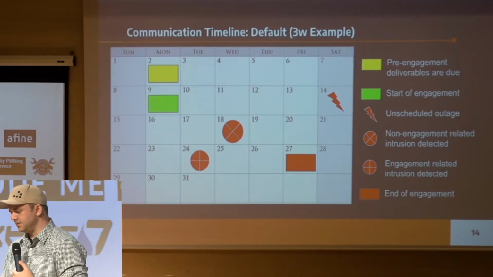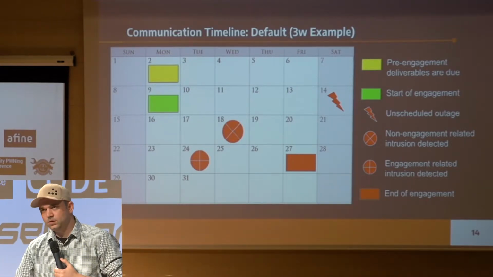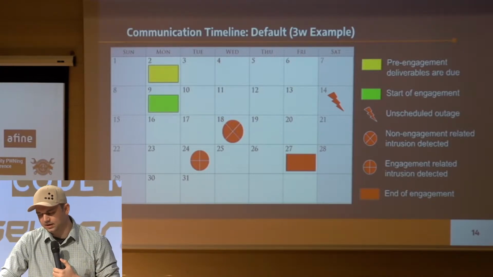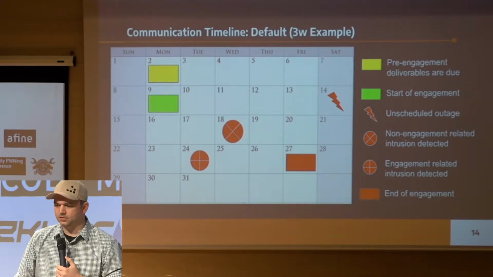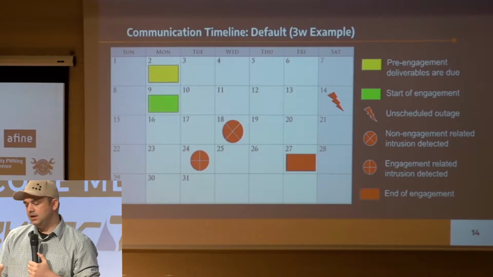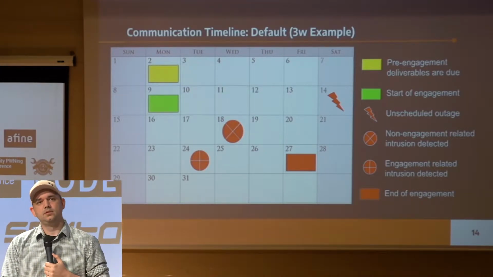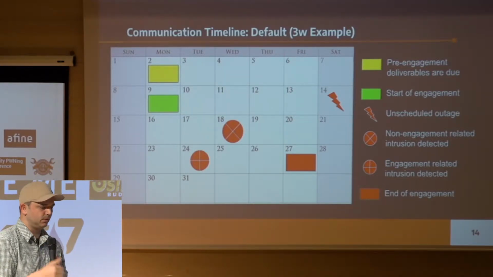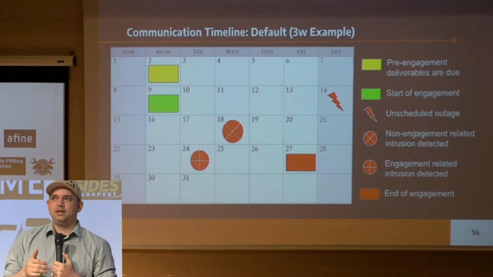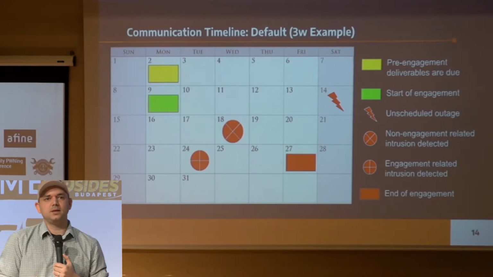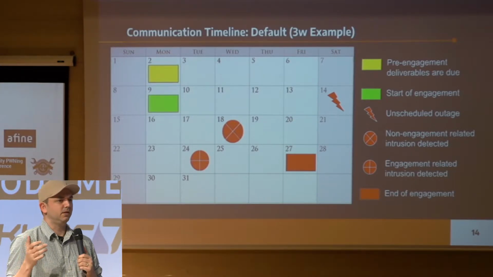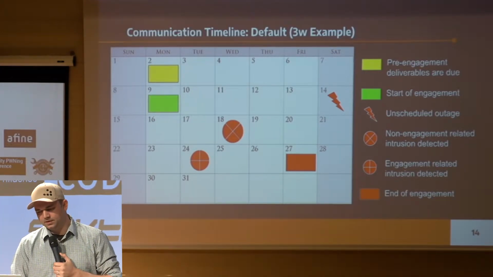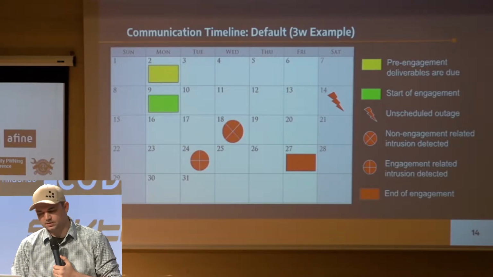And then the end of engagement. So one of the bad things about having an adversarial mindset when it comes to blue teams and red teams is that sometimes when an actual intrusion happens during a red team or during a pen test, the blue teamers can sometimes think that it's the red team and just put it off to the side. And that's a real danger that more communication and setting expectations can handle.